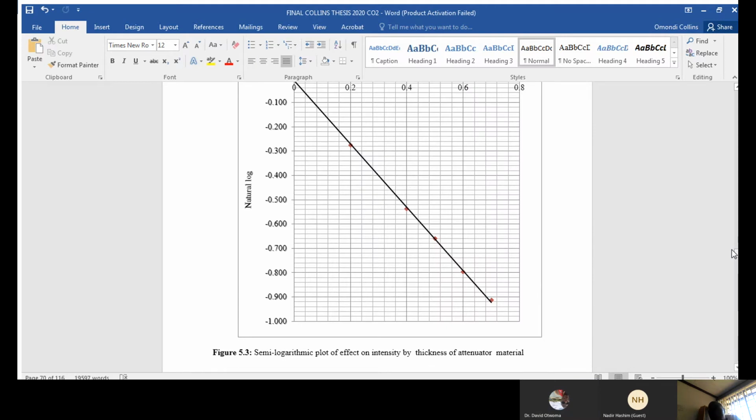So this is a semi-logarithmic scale plot. Yes, so what about the semi-logarithmic plot? The last column on that table, that was the question. What does it represent?